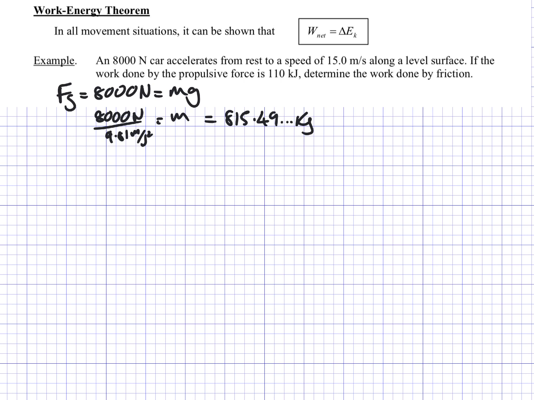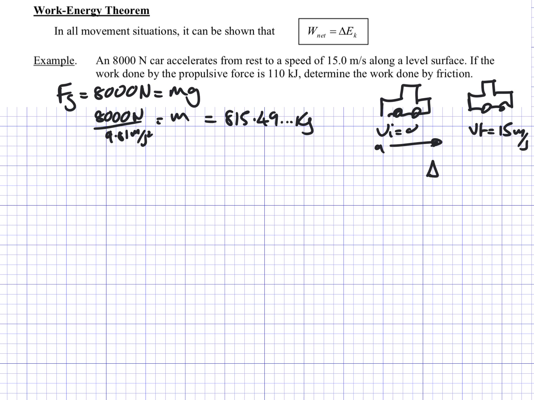Okay, so we know the mass of the car. It is accelerating from rest. So it's going from a stationary position here, so vi of 0. It is now going to accelerate to a new speed, a final velocity in this situation, of 15 meters per second. So it's gone from stationary to some new position. We don't know the time, we don't know the distance, we just know there's been a change in the velocity. Now, we also are told that the propulsive force is doing work, and that work is 110 kilojoules. So it's going to propel the car forward.